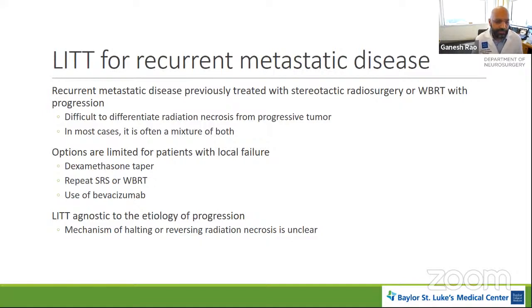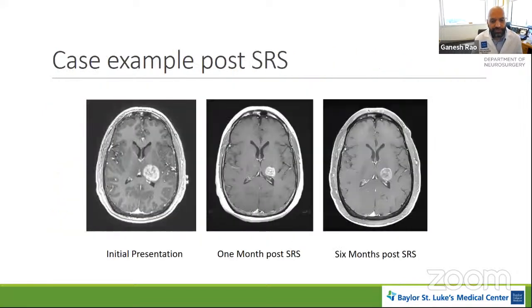We do have some options for these people. We can treat them with dexamethasone. We can sometimes repeat radiation, although that's considered not favorable because if it's radiation necrosis, you may exacerbate or worsen that problem. And the use of bevacizumab has been reported by many groups as being useful. We've been using laser interstitial thermal therapy for this. And I'll show an example.